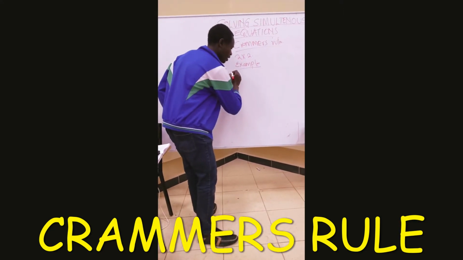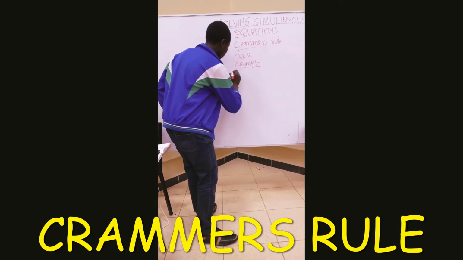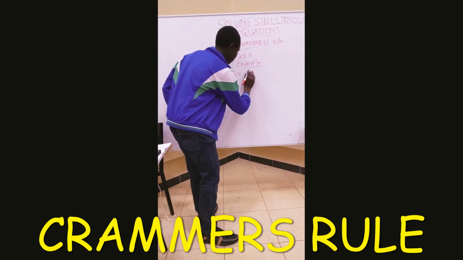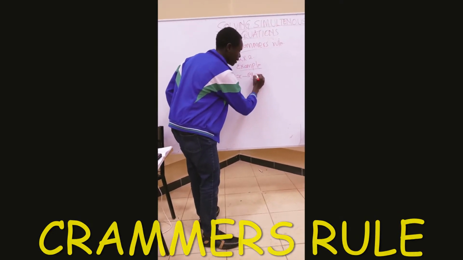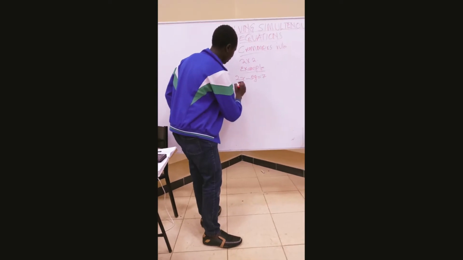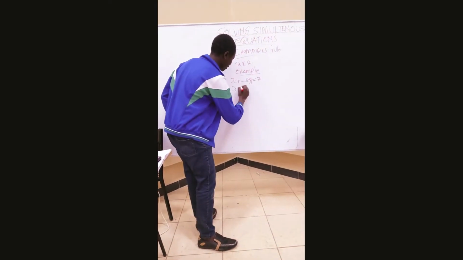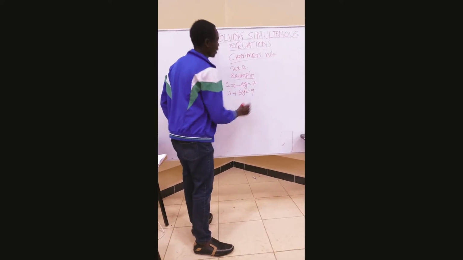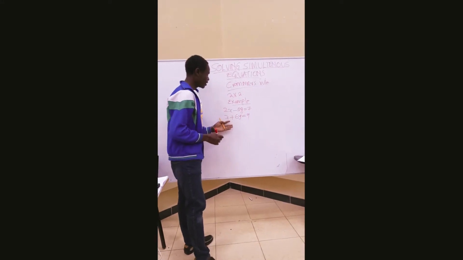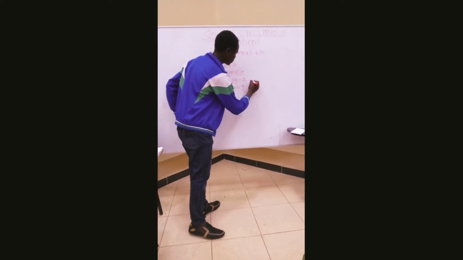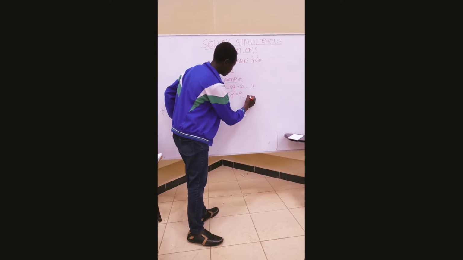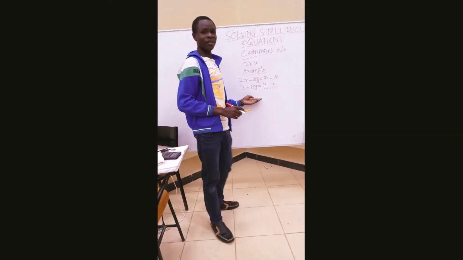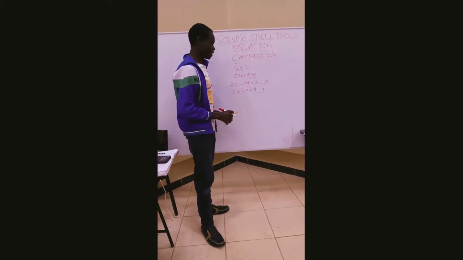Let's have 2x minus 5y is equivalent to 7. Then x plus 6y is equivalent to 9. Having these two equations, this being equation 1 and this one is equation 2, we want to solve them using Cramer's rule.